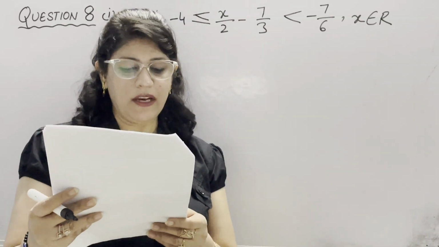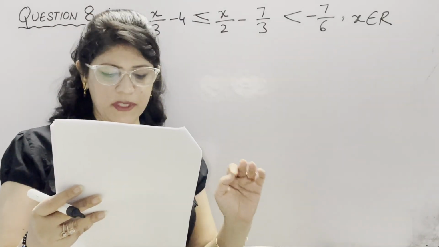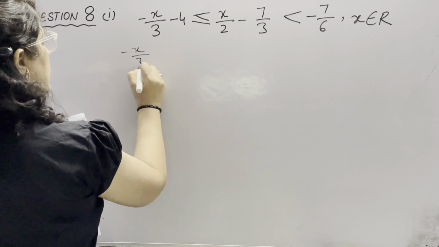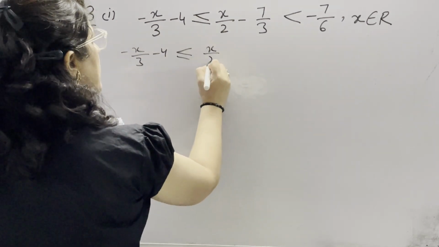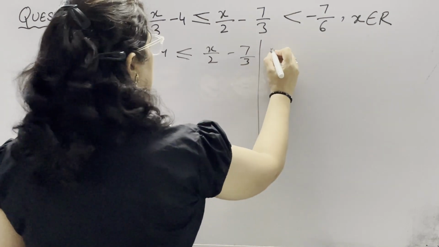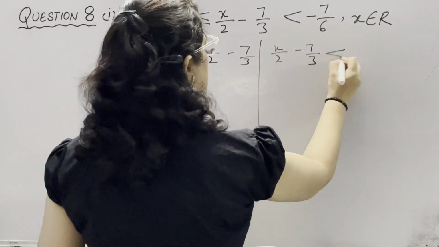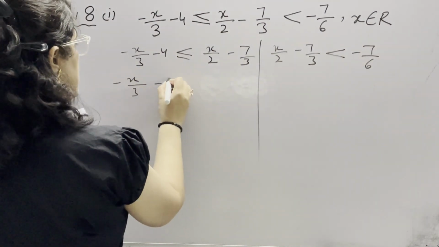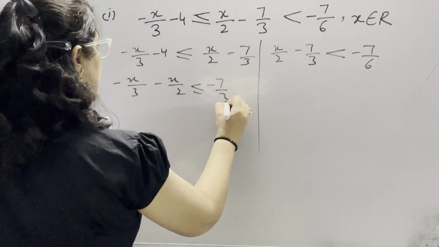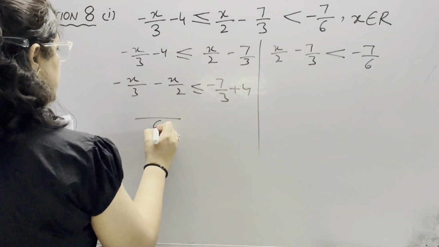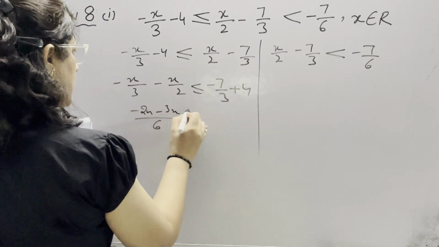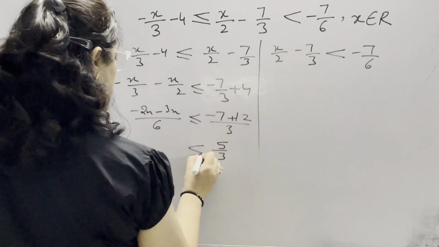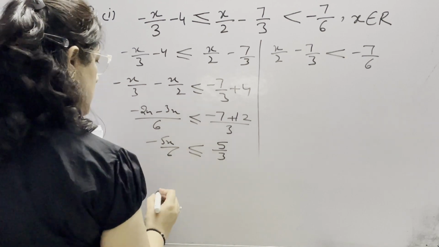In question number 8, part 1, solve the following inequation and represent the solution set on a number line. So we need to split it in two parts. Minus x upon 3 minus 4 is less than or equal to x by 2 minus 7 upon 3, and then x upon 2 minus 7 upon 3 is less than minus 7 upon 6. Transposing similar terms to the same side: minus 7 upon 3 plus 4. LCM: minus 2x minus 3x. LCM: minus 7 plus 12. 5 upon 3 is less than or equal to 5x upon 6.